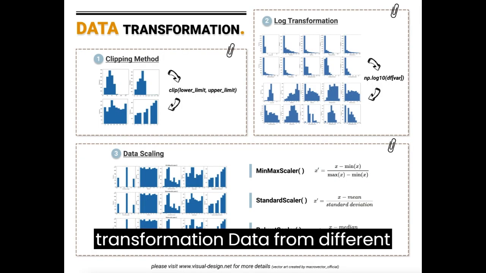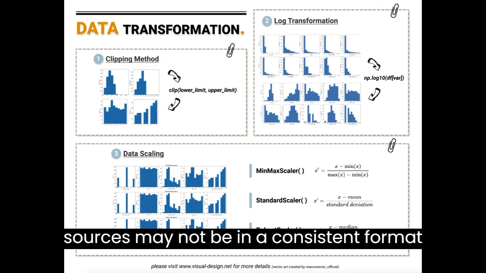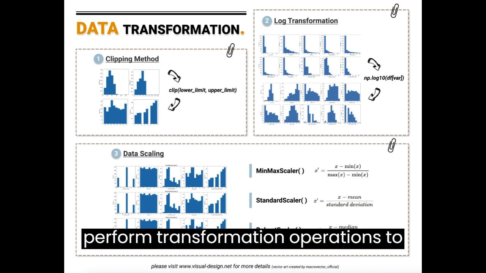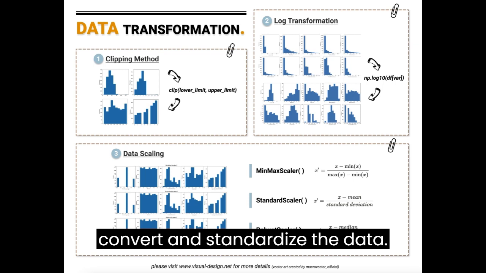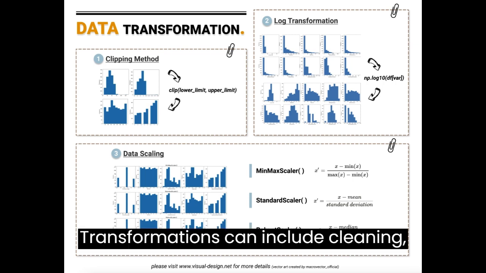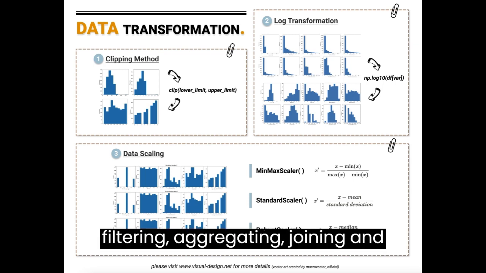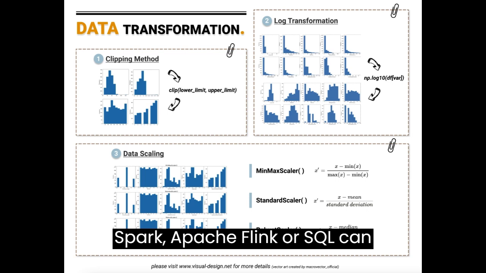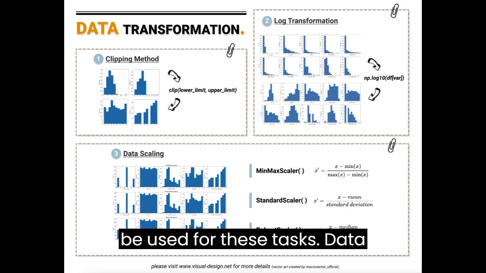Data transformation. Data from different sources may not be in a consistent format or structure. Data engineers perform transformation operations to convert and standardize the data. Transformations can include cleaning, filtering, aggregating, joining, and enriching data. Tools like Apache Spark, Apache Flink, or SQL can be used for these tasks.